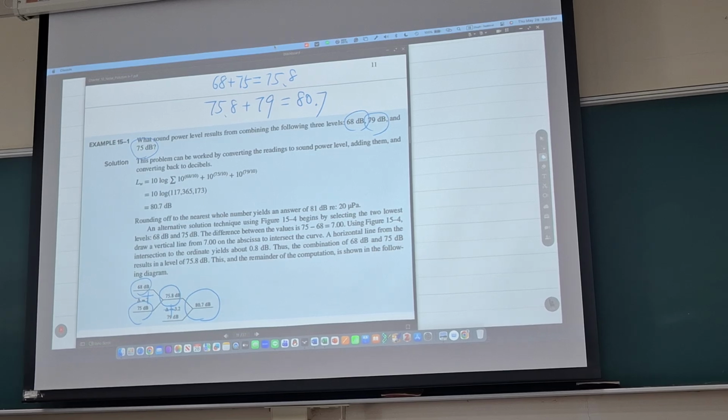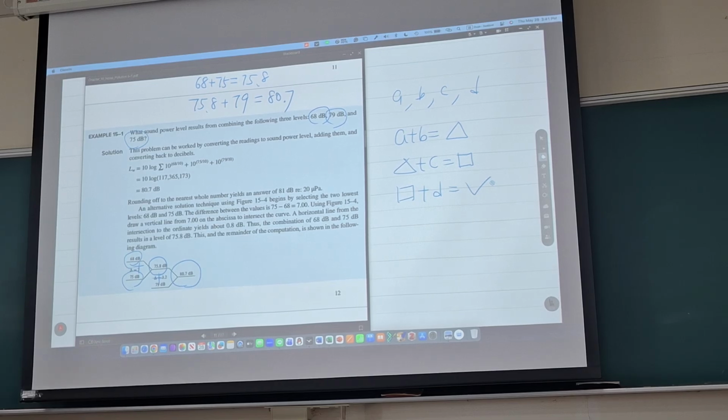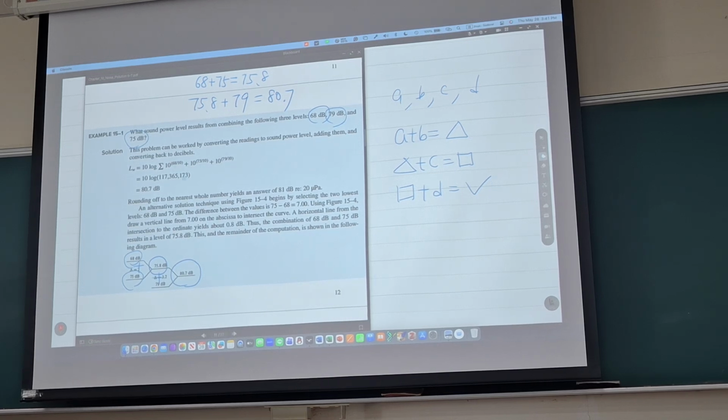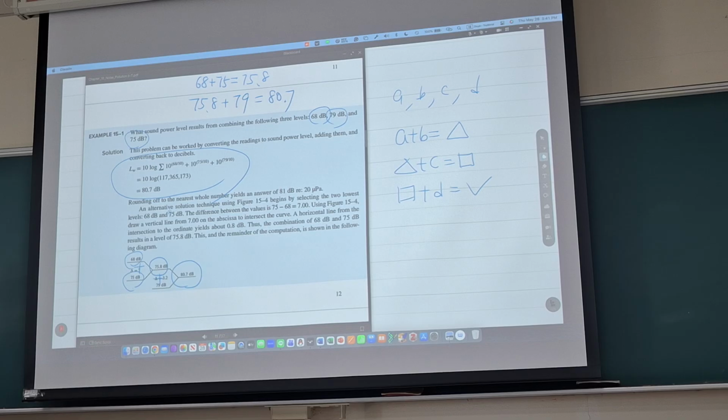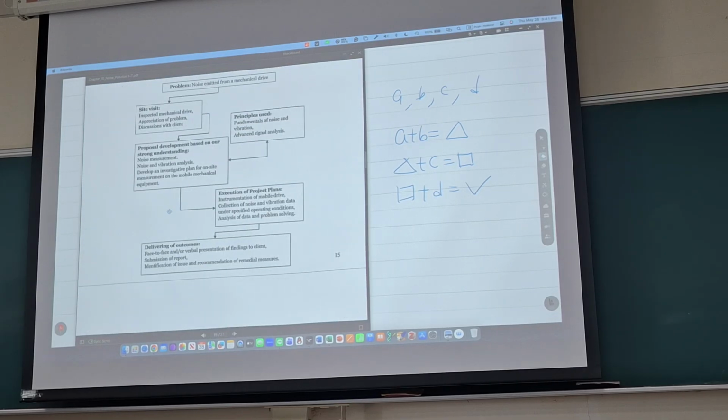Understand? So if in the final exam I give you A, B, C, D, then you don't need to worry. A plus B first becomes this. This plus C becomes squared. Squared plus D, then you get an answer. Use the graph. Besides using a graph, you can use the formula. Remember to bring your calculator. The final will be next week.